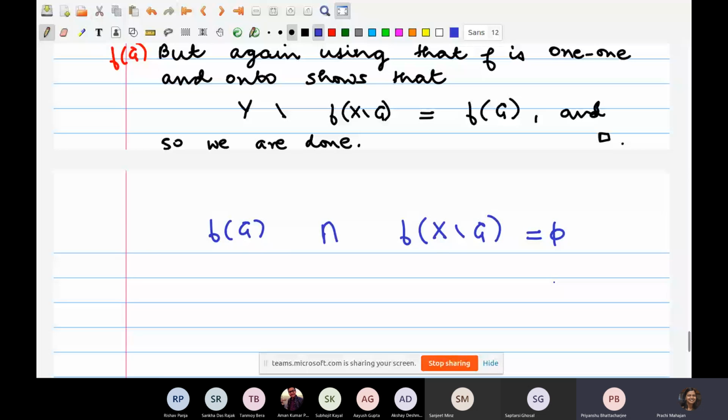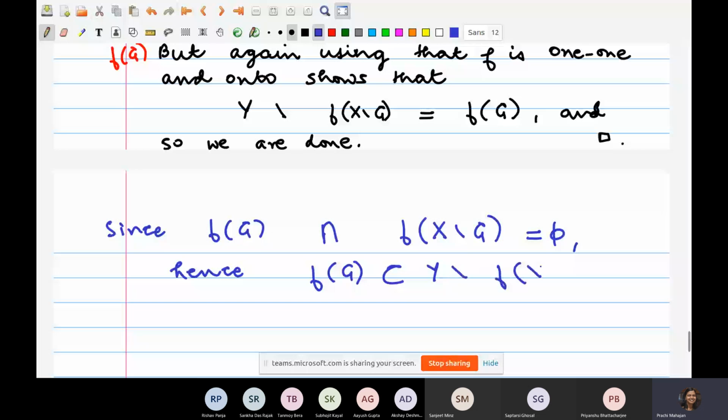Yes, ma'am, it's clear. Because if there were a point in common, that would contradict the fact that f is 1-1, right? So I'll just note this: hence this exactly implies that the image of G under the map f is contained in the complement of this set, isn't it? Because if this set does not intersect with f of the complement of G at all, it must lie in its complement, right?